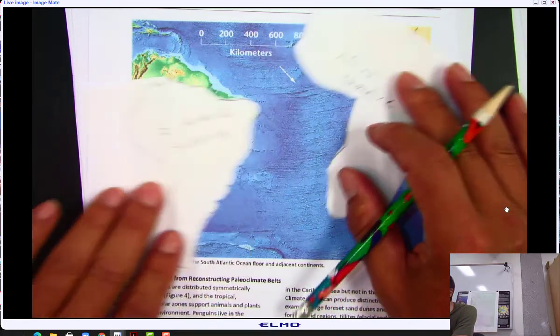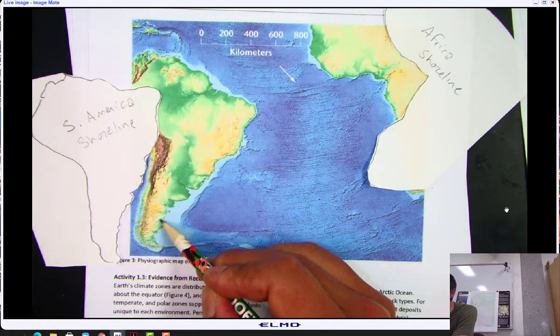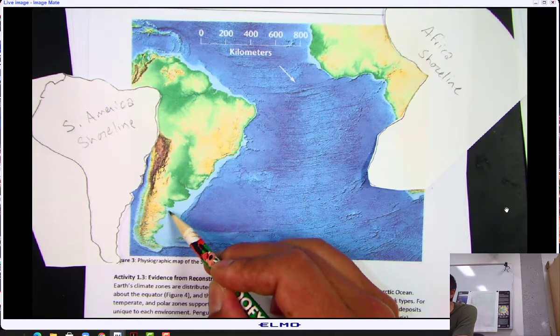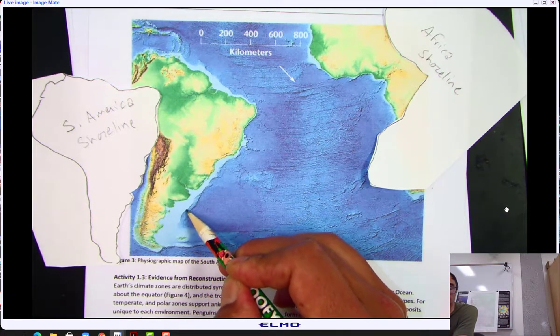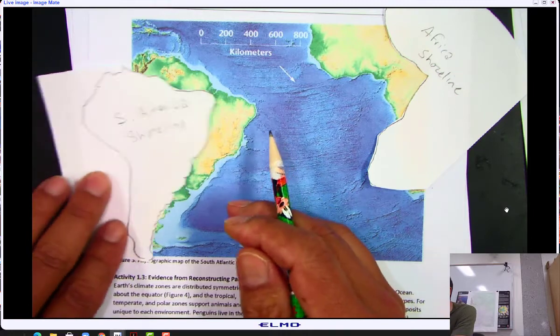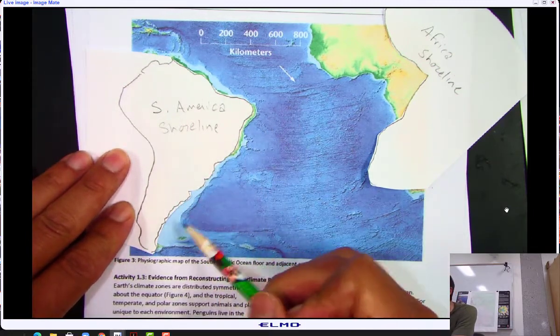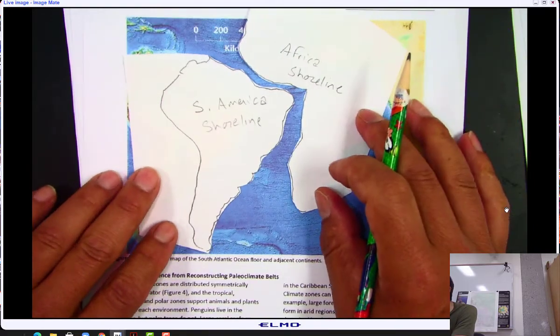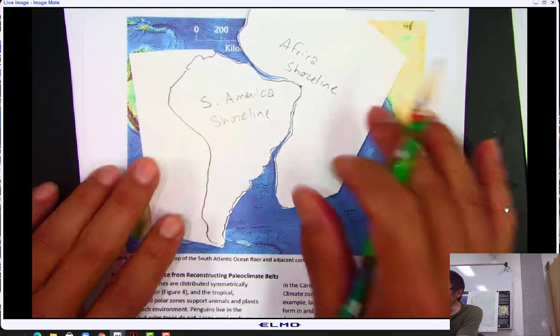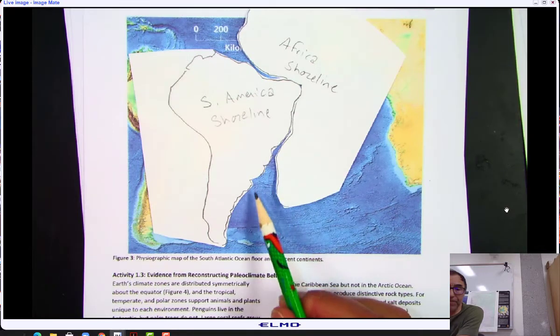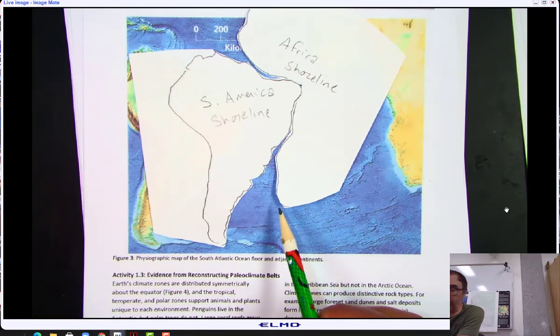Remember, the shorelines are the edges of the land, right? Remember, the true edge of the continent isn't till out here, and those are the continental shelves. So you can see in my tracing here, this is just tracing the shorelines, right? Later on, we'll be doing the continental shelves, which is a true edge of continents.